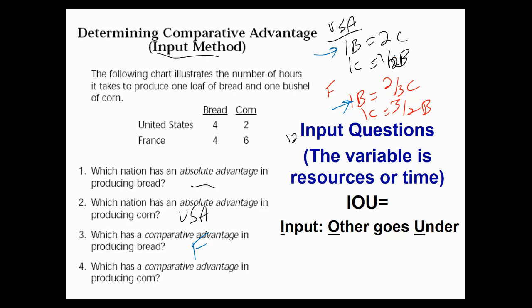Well, for the US, for one corn, it costs a half of a loaf of bread. For France, one corn costs them 3/2 of a bread. So therefore, the United States is better at making corn. Oop, I should not say France there. That should be US. My bad. Okay. So now the US should specialize in producing corn and export that. So the US would export corn to France, and France would export bread to the United States.